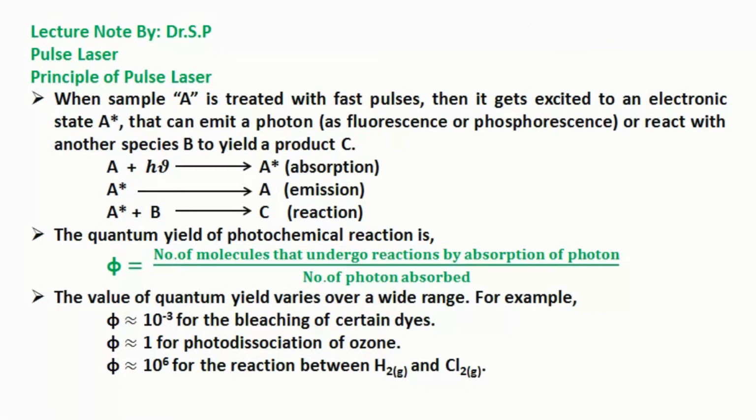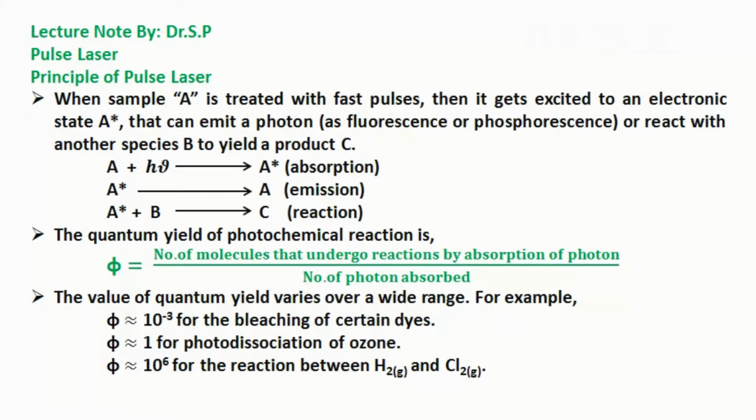The atom A plus h nu goes to excited state A*, by absorption of the photon h nu. The excited state atom A* goes to ground state atom A by emission. Or, the excited state atom A* combines with another species B to form product C by reaction. It is clearly mentioned here.